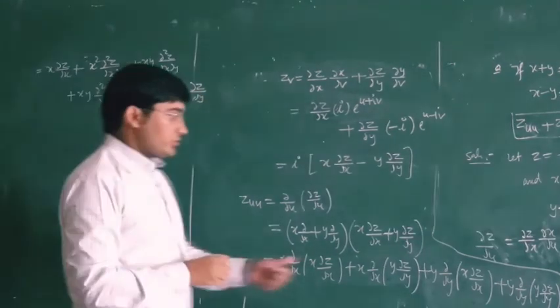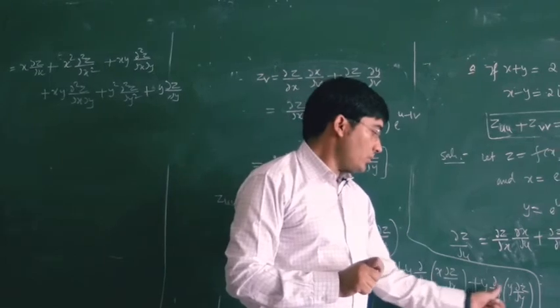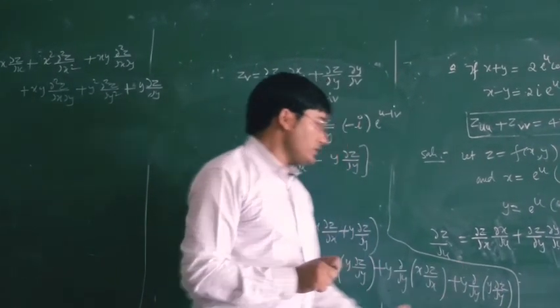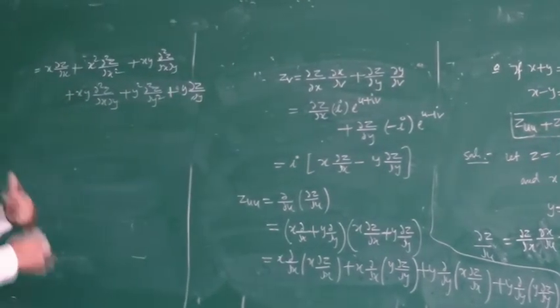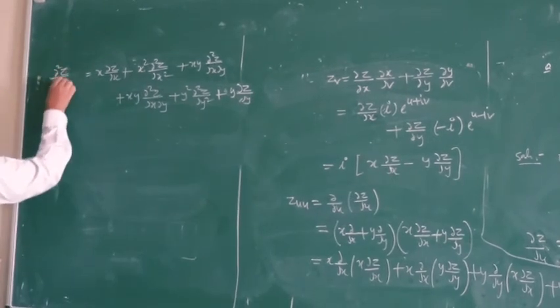We will use the product rule here. If you differentiate with respect to y, then we will get 1. So we will have y into del z by del y. Then if you differentiate the second term, then we will get y square into del 2 z from del y 2. So this is your del 2 z upon del u 2.